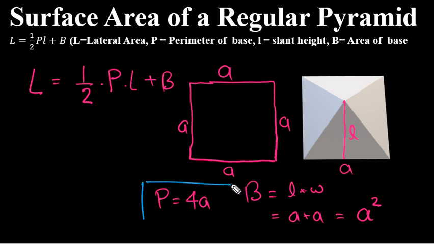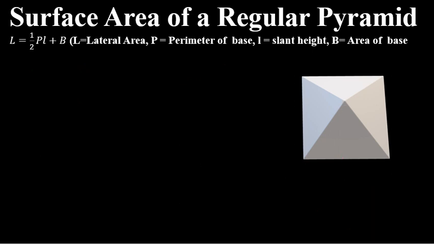So you should know all this information. Perimeter is 4A and the area is A squared for a square base in a regular pyramid. Now let's try to solve some questions. This is the information before you start solving questions.